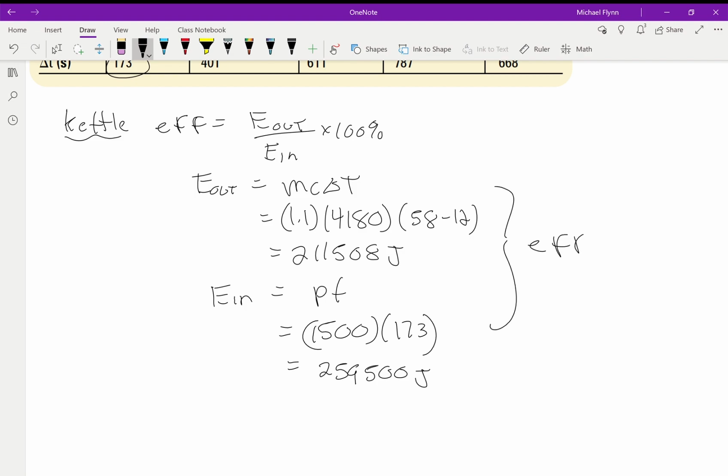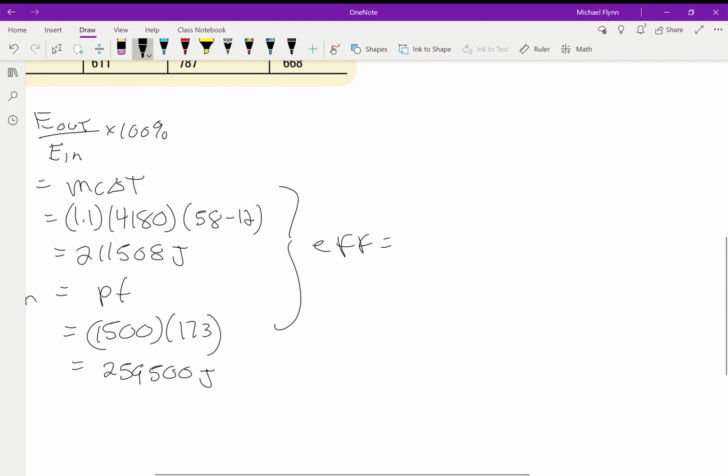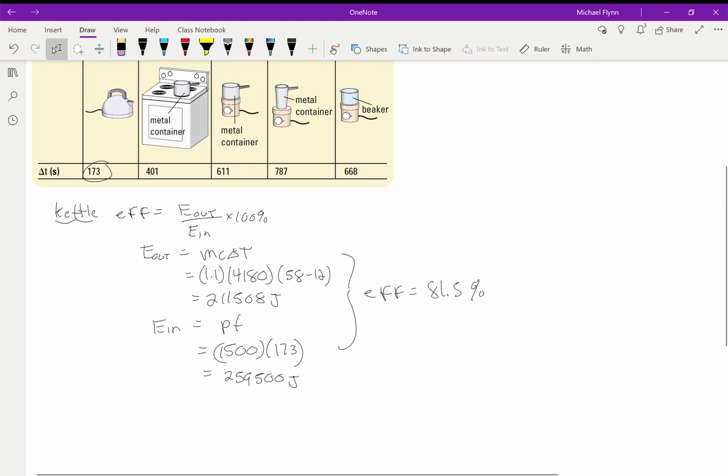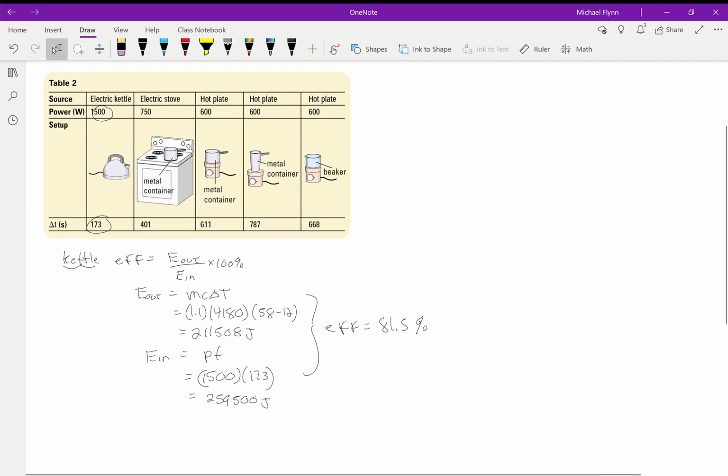The efficiency, putting these numbers together, is going to be 211508 divided by 259500. I get 81.5%. So the kettle is 81.5% efficient, and there you go. That's the efficiency of the kettle. Now you can go ahead and do it for the other heaters.